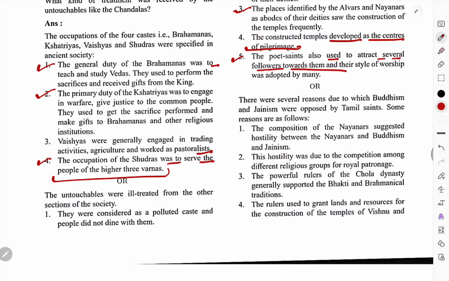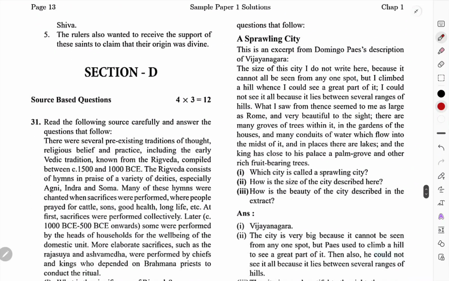The powerful rulers of the Chola dynasty generally supported the Bhakti and the Brahminical traditions. The rulers used to grant land and resources for the construction of temples of Vishnu and Shiva. The rulers also wanted to receive the support of these saints and to claim that their origin was divine.